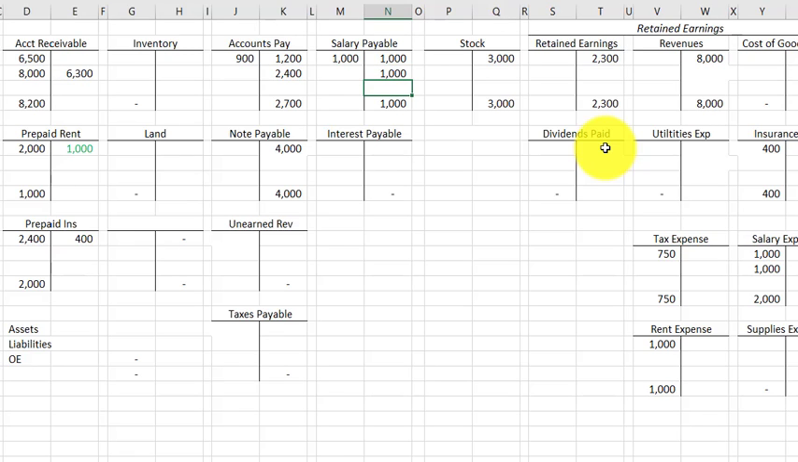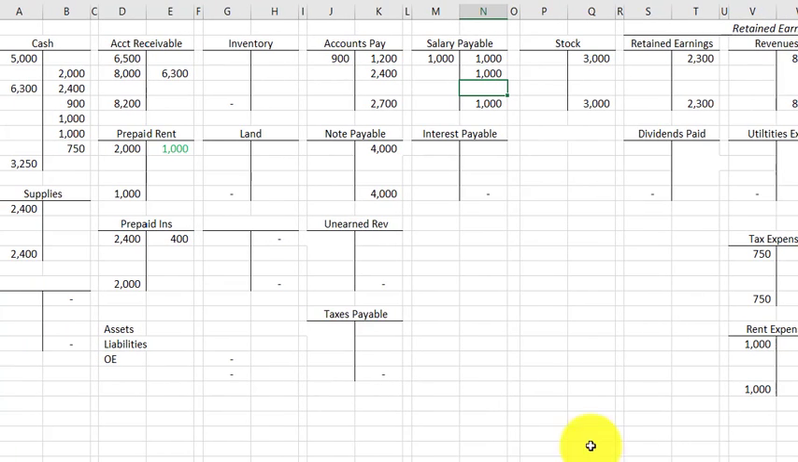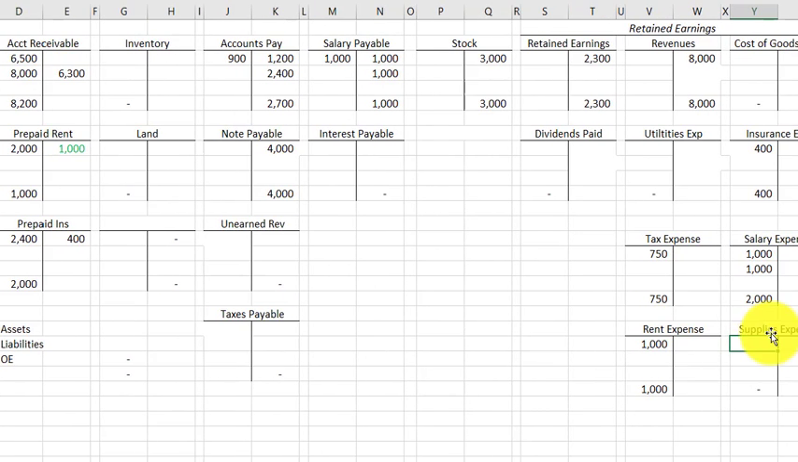And then finally, we're going to use up some supplies. And we note that on our supplies, we have $2,400, but this says that we only have $400 remaining. So that means we must have used what? The other $2,000, right? So we're going to credit supplies and debit supplies expense for $2,000. All right, so that's the entries.